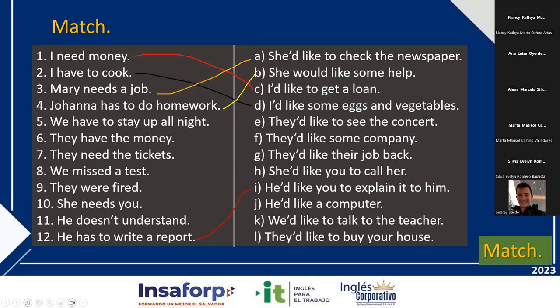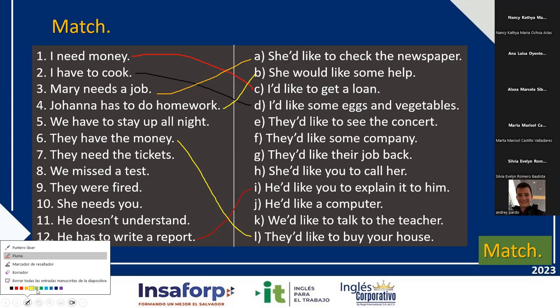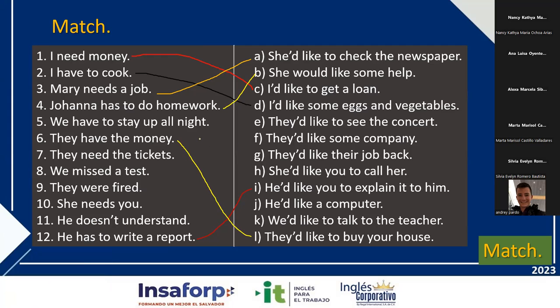Pues vamos a la number five. Let's go to number six. They have the money. They have the money. They would like to buy your house. Okay. They need the tickets. They would like to see the concert. They would like to see the concert.